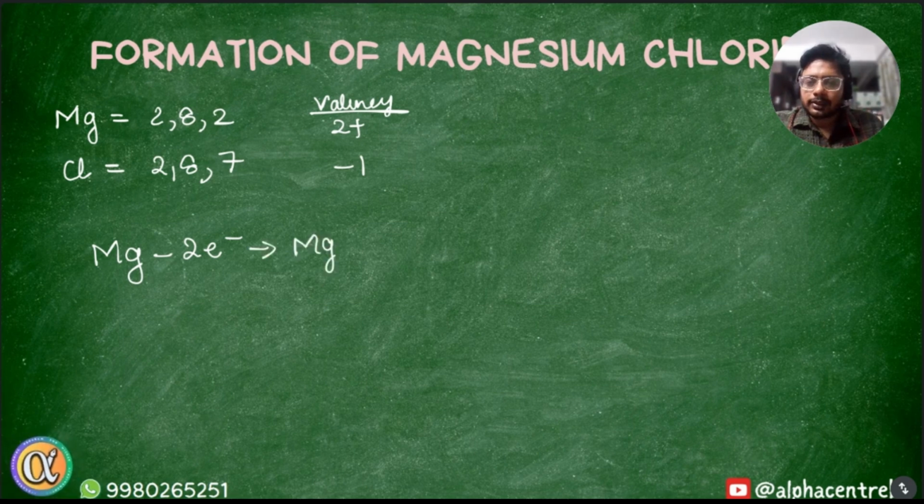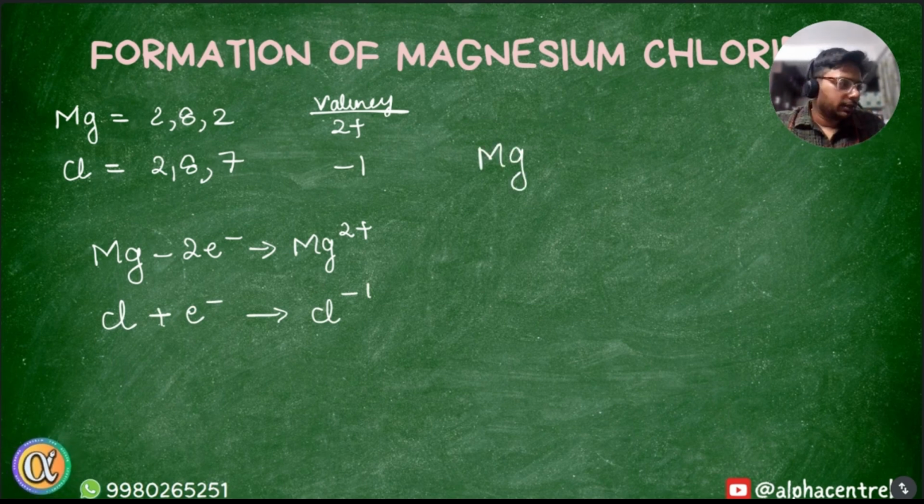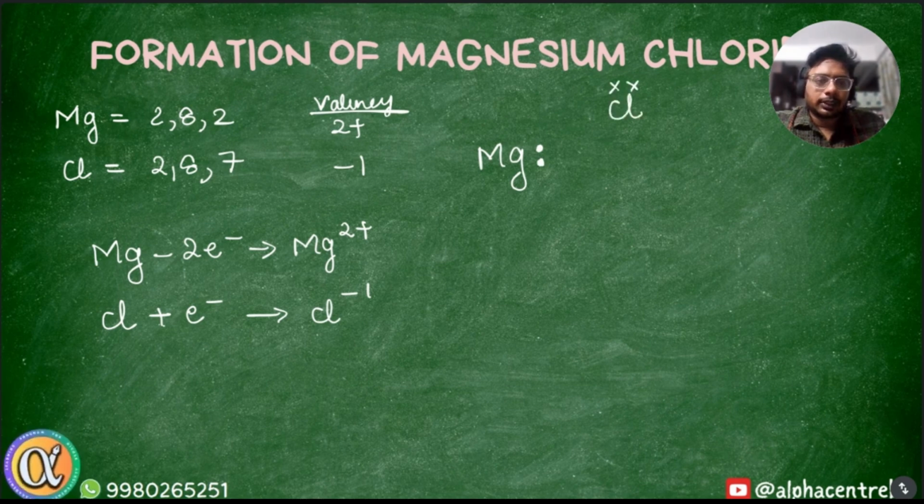1 plus or 2 plus? 2 plus. Chlorine takes 1 electron and becomes chlorine minus. 1 minus or 2 minus? 1 minus. Okay, so now if I try to draw the electron dot diagram, magnesium had 2 electrons here and chlorine had 7 electrons in the outermost shell.